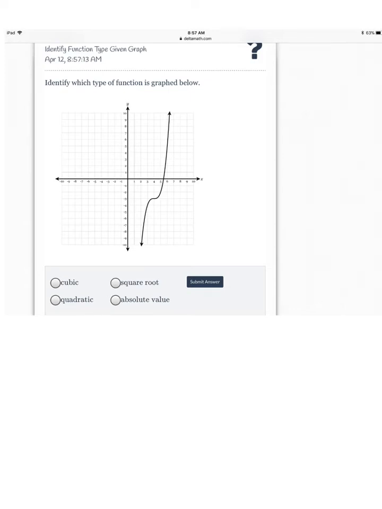All right, so this one is on identifying function types. I'm not exactly sure what all your choices are going to be, but I wanted to show you two that I know we haven't gone over yet, and it's because they're not Algebra 1, they're Algebra 2, but it was on this. This is old Algebra 1 standards.